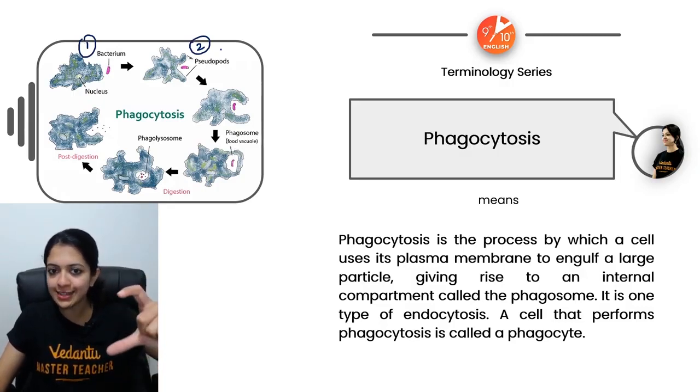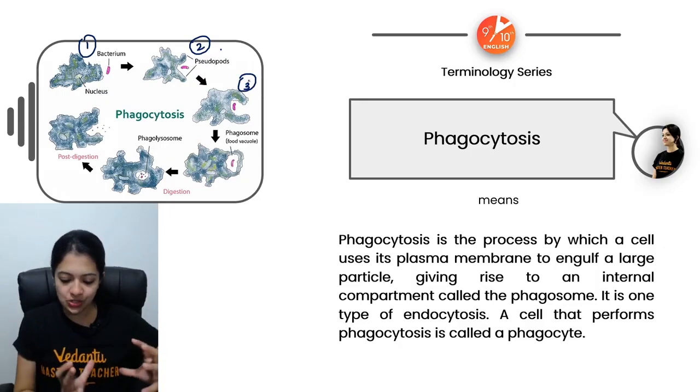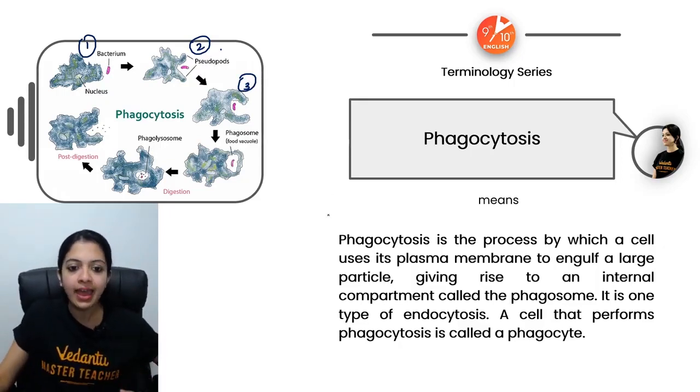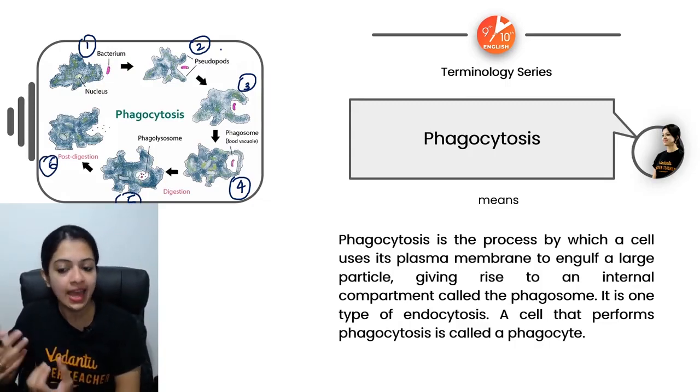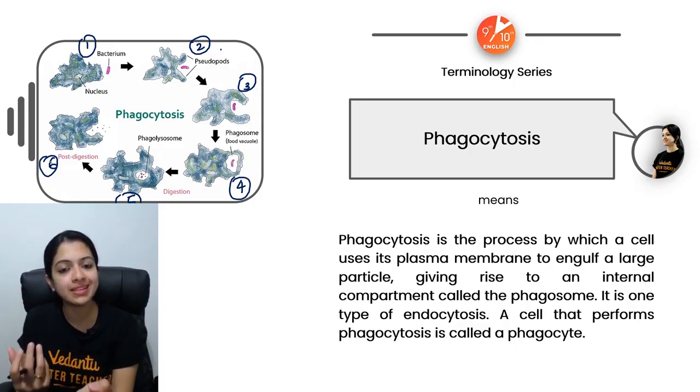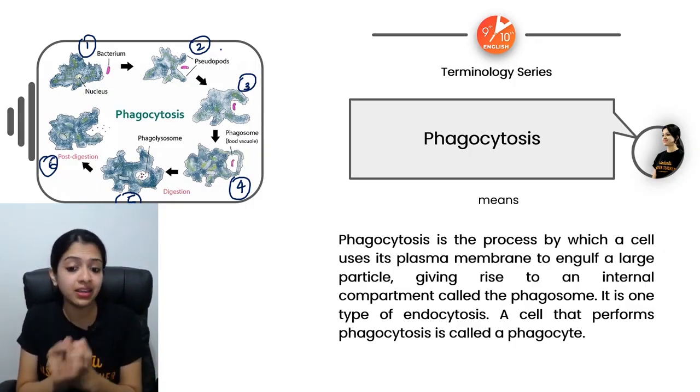And then step 2 is this. It's just extending its pseudopodia. Step 3 is it's pretty much trying to engulf it completely. And finally, it's formed what we call a food vacuole. Of course, eventually it would be digestion, and post-digestion, it would be egestion. This is what phagocytosis is. The process by which a cell's plasma membrane engulfs a particle, giving rise to what we call a phagosome.